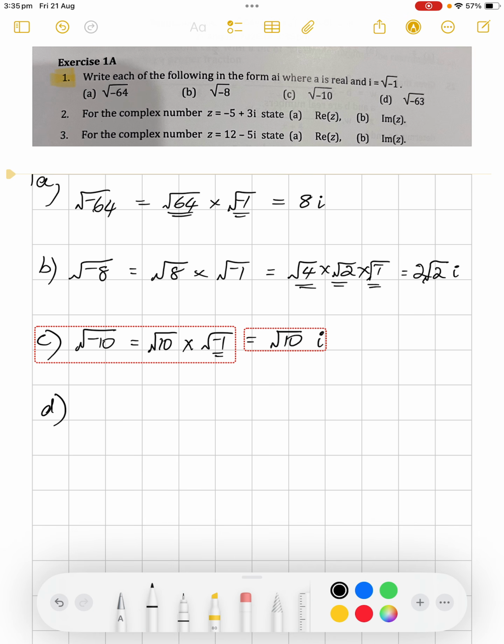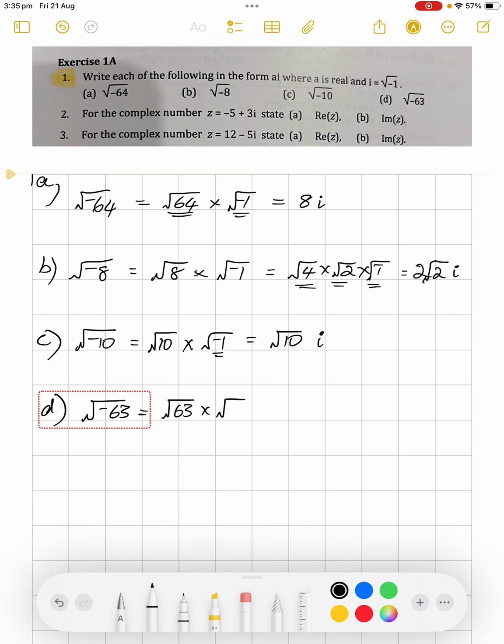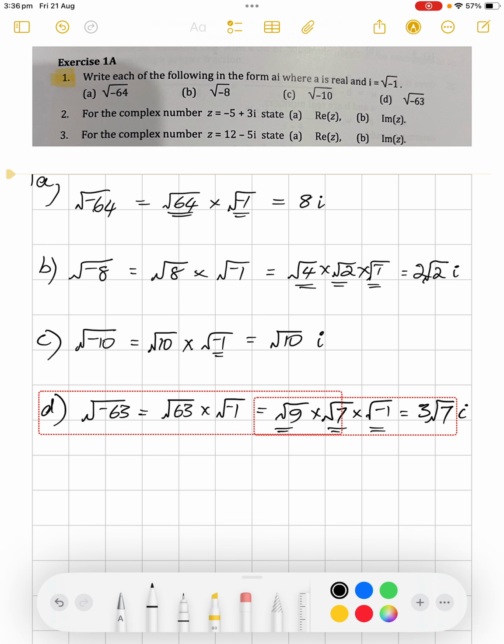Part D, square root of negative 63. Well, we could split that up into root 63 times root negative 1. 63 has a square factor of 9, so we can split that up into root 9 times root 7. So square root of 9 is 3. Square root of 7 stays as root 7. And square root of negative 1 is i. So it's 3 root 7 i.